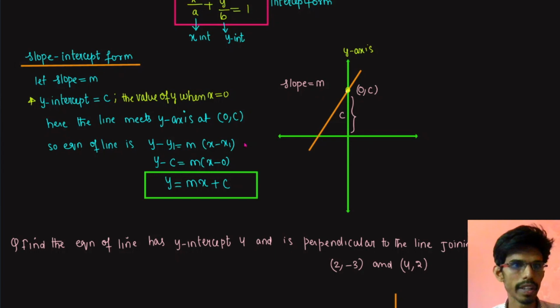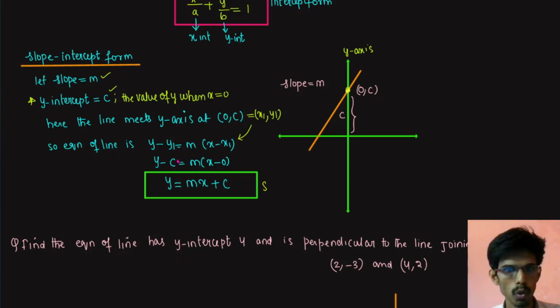So when these two quantities are known, when we know the slope and y-intercept, then we use this equation y is equal to mx plus c. Here the line meets the y-axis at 0 comma c. Now we are using the point slope form, y minus y1 equal to m into x minus x1. So let us take this 0 comma c as x1, y1. Now put these two values in this equation, you will get y equal to mx plus c.